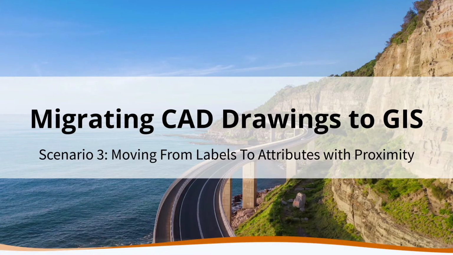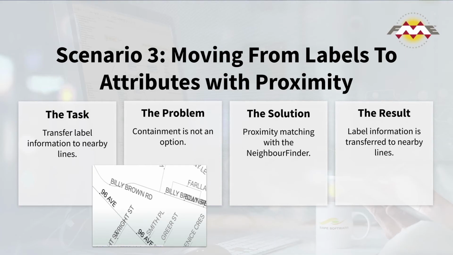Scenario 3 that we had was much like the last one, where we were moving labels to attributes based on containment, but this time we're going to do it onto lines by being close. And so here we have a bunch of labels. They're near lines, and we want to transfer the information from the label to the line. And containment isn't an option. Fortunately, we have our friend the neighbor finder, which is a transformer that uses proximity to pair candidates to lines to give us the attributes we want. And so if we're lucky and we use it right, our label information will be transferred to the lines.